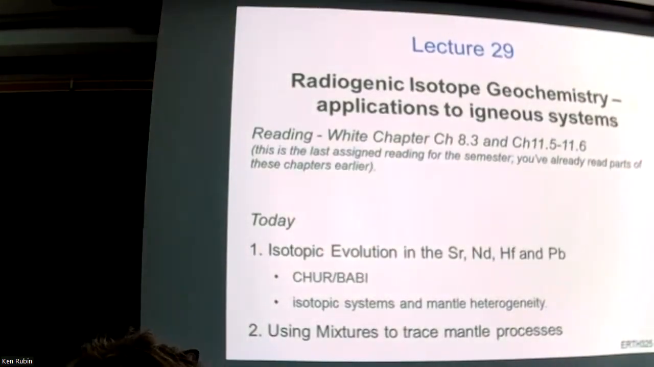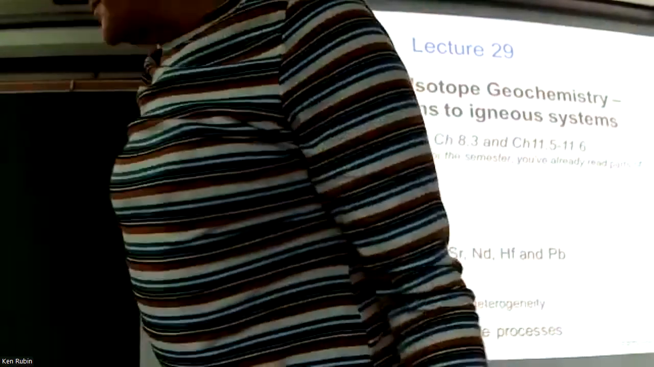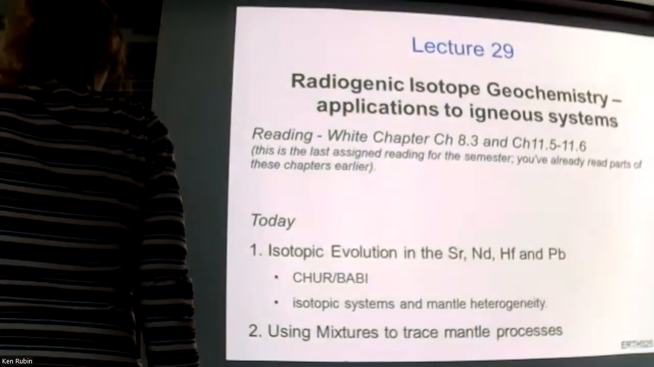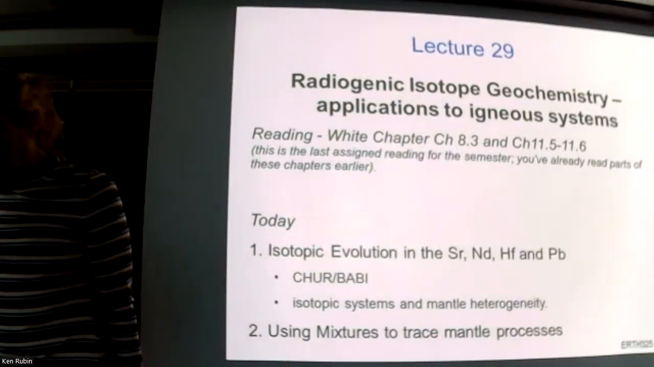So we started talking about this topic last time a little bit. And today and next time will be the meat of it. Today we'll talk about how these systems work, how they evolve, what kind of assumptions we make, and how we use them. We'll start talking about how we use them to trace mixing between materials.